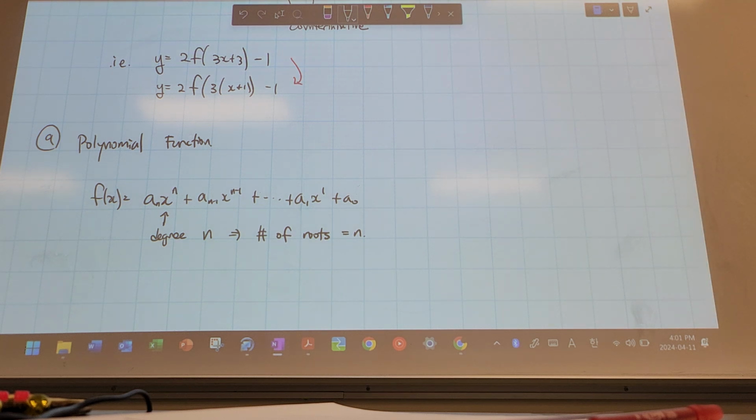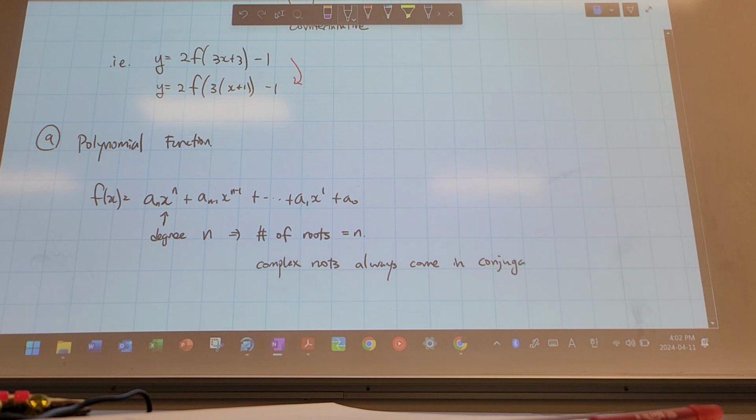Technically you can try to figure out how to factor this, and you'll have n factors, right? Well, sometimes it's going to be repeated. Another thing to note is that, like we discussed yesterday, the complex roots always come in conjugate pairs. So if you know one, then you automatically know the other one. So you should make a note of that.